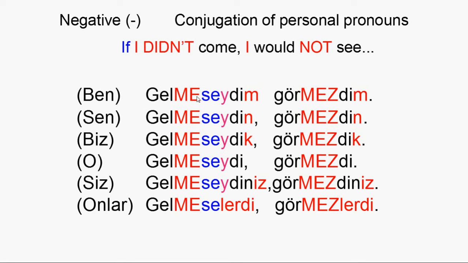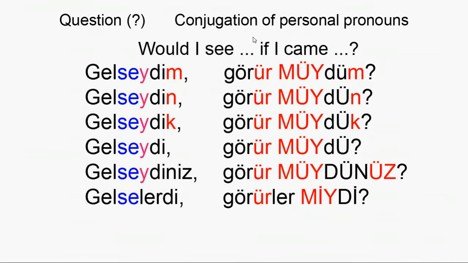Guys, what you need to focus on here is how we put the negative forms. Okay, that's all you need to know, which means "me" and "me" for would not. Okay, guys, that's it. So let's see the conjugation of personal pronouns in question forms.